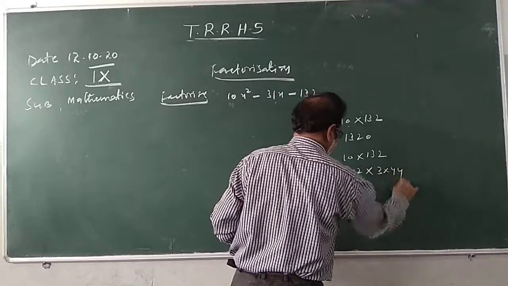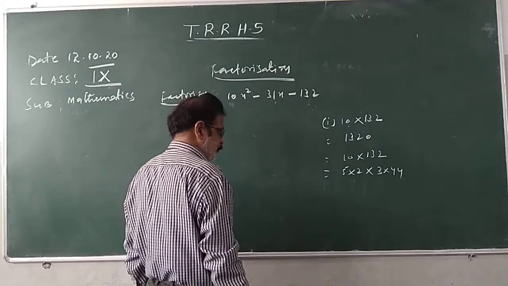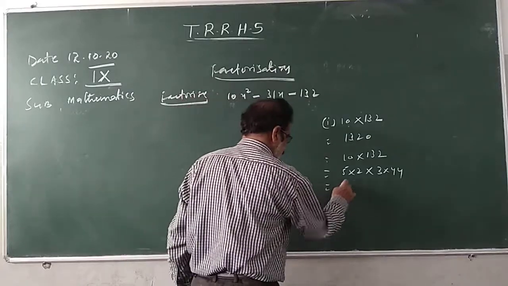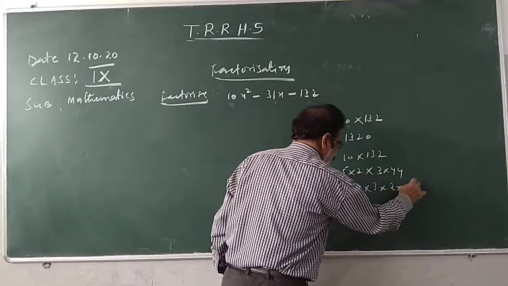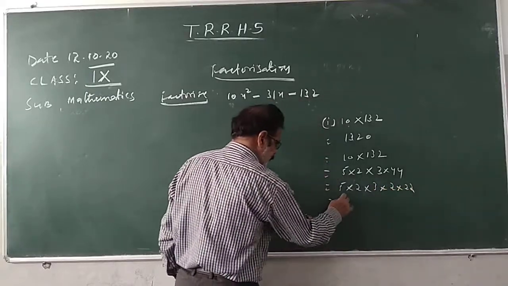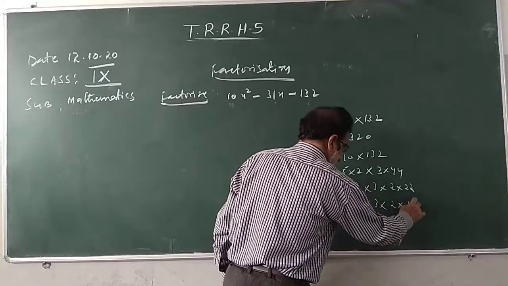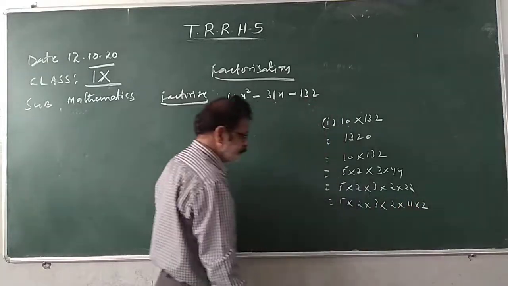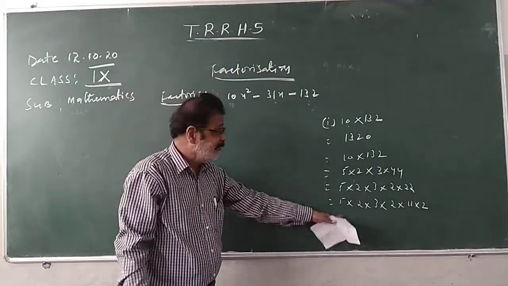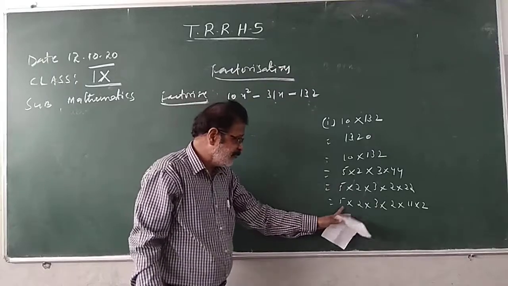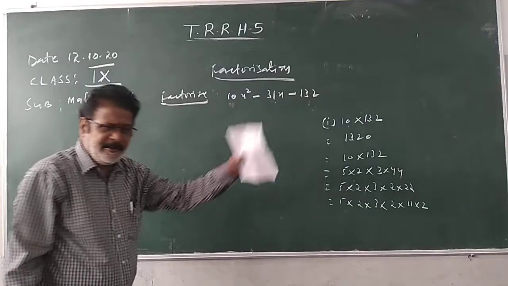132 is 3 into 44, that is, 3 into 4 into 11, with 4 as 2 into 2. So 10 into 132 is 5 into 2 into 3 into 2 into 2 into 11. Totally, I factorized 1320 as 5 into 2 into 3 into 2 into 2 into 11. Now it cannot be factorized further.